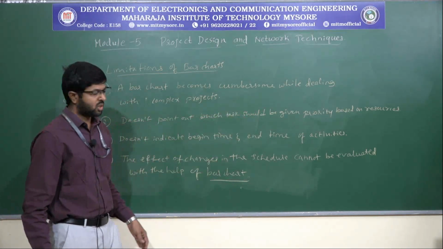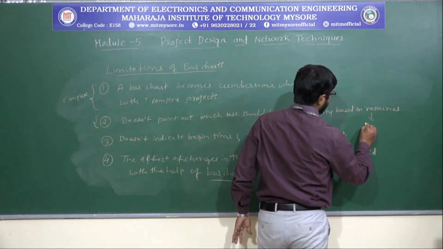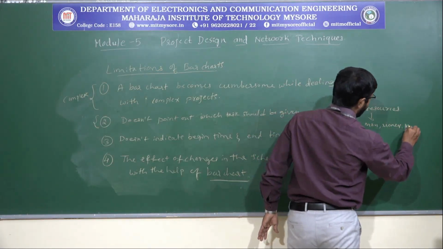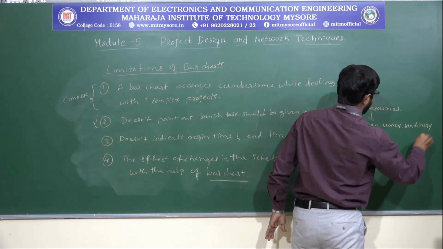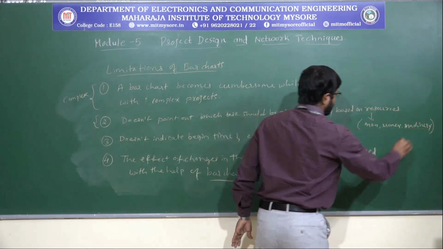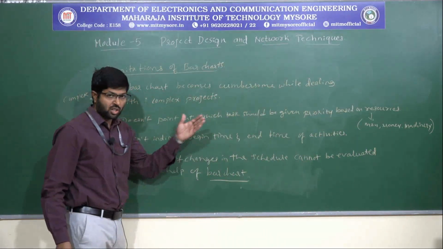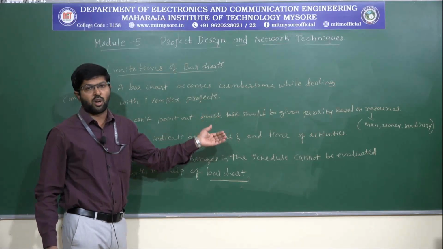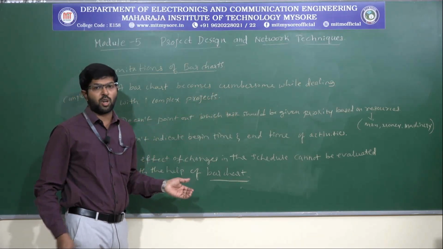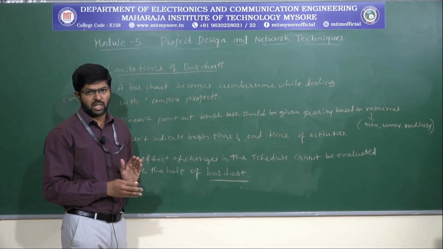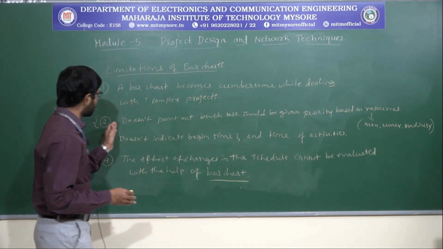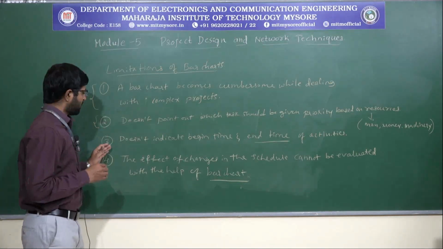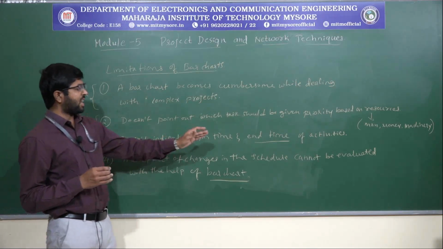Then the second one we have is, it does not point out which task should be given priority based on resources. The resources here are man, money and machinery. So based on these resources, which task should be given priority, whether the first task should be given first priority or the third task should be given first priority, and what is the order of the different tasks, that is not defined by the bar chart.